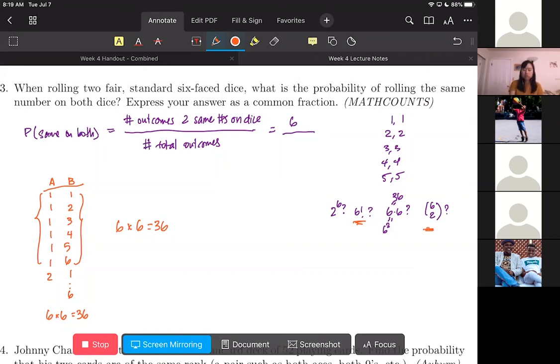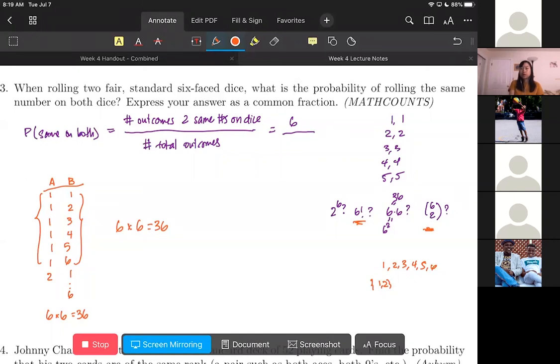6 choose 2 is close. So 6 choose 2 would be if I wanted to pick, say, 2 numbers out of 1, 2, 3, 4, 5, 6, and the order doesn't matter, and I don't replace it. So if I had to pick 2 numbers and they had to be different and they were subsets, then there would be 6 choose 2 subsets.